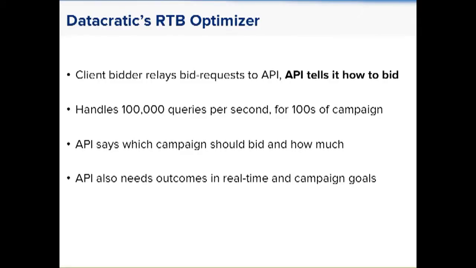So Datacratic's RTB Optimizer is an HTTP API, pretty simple. The client bidder will relay bid requests to the API, and the API tells it how to bid. The client bidder is basically responsible for managing the connection to the exchange and for managing all the information about the campaign, which ads to show. So our customer basically manages the relationship with the advertiser. We're a service provider. This API handles hundreds of thousands of queries per second for hundreds of campaigns. And the API, in response to a bid request, will tell the client bidder which of the hundreds of campaigns it manages should bid and how much.